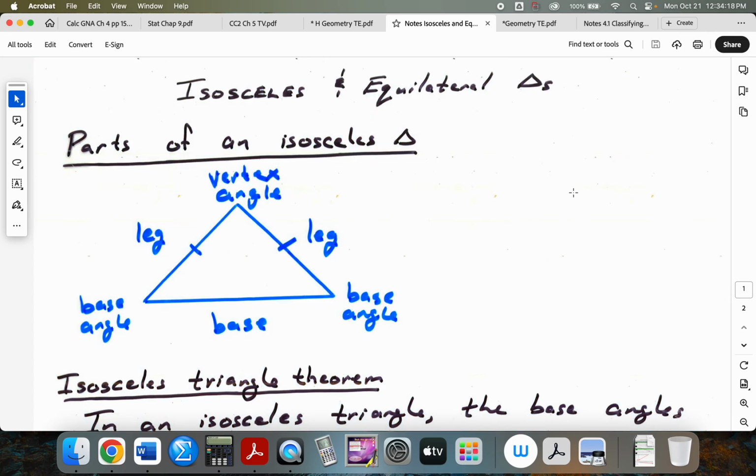All right, so isosceles and equilateral triangles. An isosceles triangle is a triangle that has two or more sides congruent. Remember, the "or more" was part of that definition. The two congruent sides are called the legs. The third side is called the base.